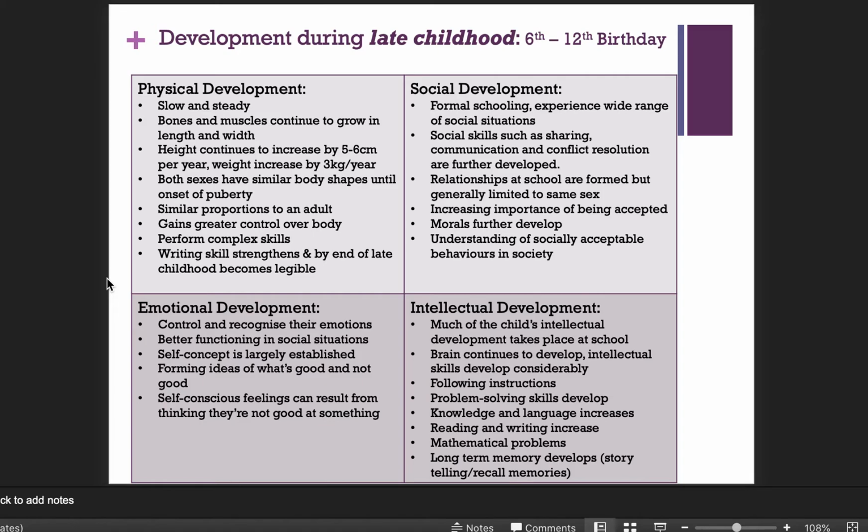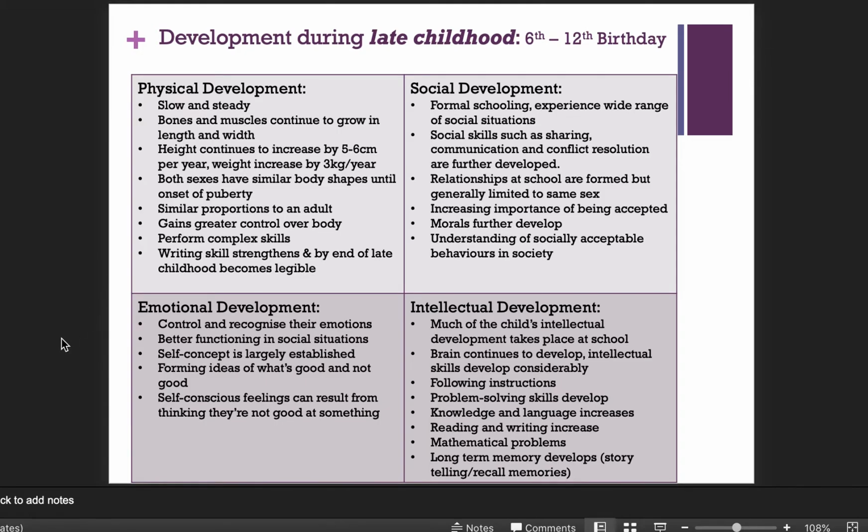And they start to really perform some complex skills. So being able to do more intricate things with a pen, with a pencil, etc., and being able to learn things like even maybe stitching or sewing. In terms of social development, schooling, learning a wide range of social situations and interactions. First time they might be dealing with conflict with somebody of their own age group. Also, relationships at school are generally limited to the same sex between this age group, and morals will start to develop about what's right and what's wrong and how do I actually react to those things.